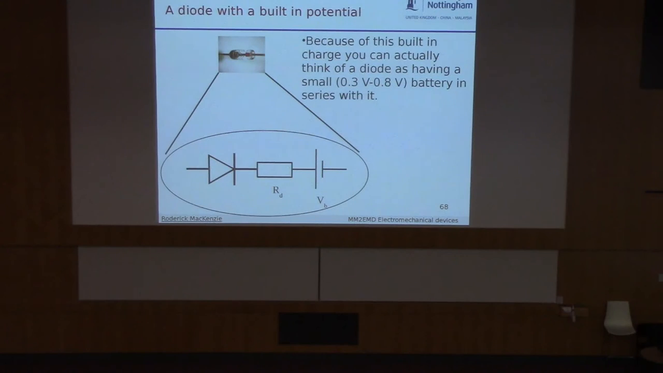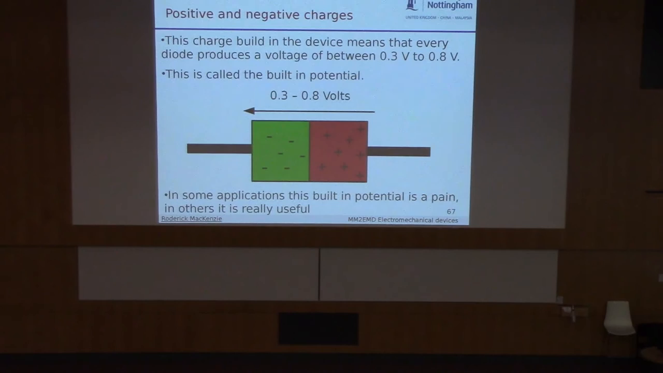A better model of a diode would be an ideal on-off diode, a little bit of resistance, because it's a physical thing, and a little tiny battery with a very small voltage of about 0.6 volts to account for this charge in it that generates this built-in voltage. I'm not going to tell you exactly the link between this charge and this voltage, but believe me, there's a built-in voltage of about 0.6 volts. That's all you need to understand.